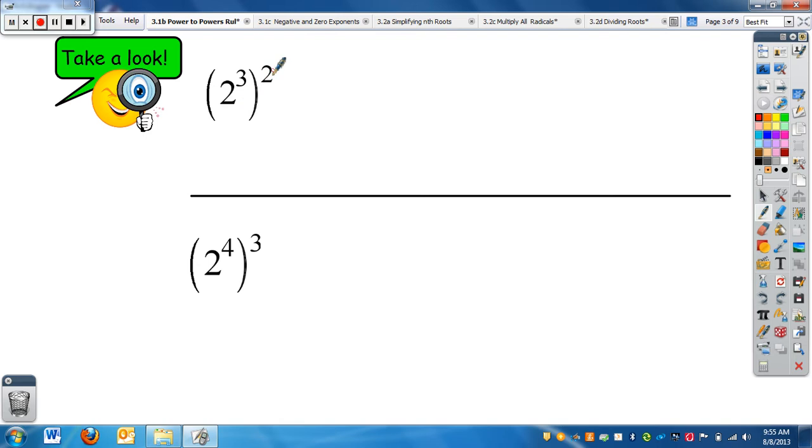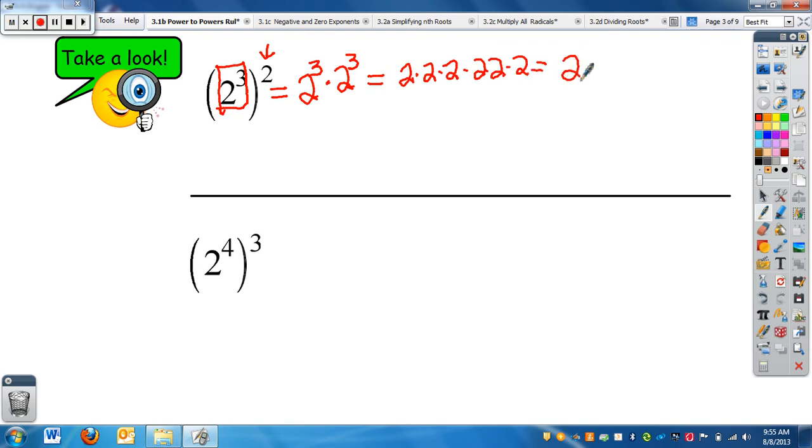When you have something to the second power, remember the power tells me how many times to multiply. So it's saying take your base, which in this case is the entire 2 to the third. And then I need 2 to the third 2 times. So this means 2 to the third times 2 to the third, which means 3 2's and 3 more 2's, which gives me 2 to the 6.